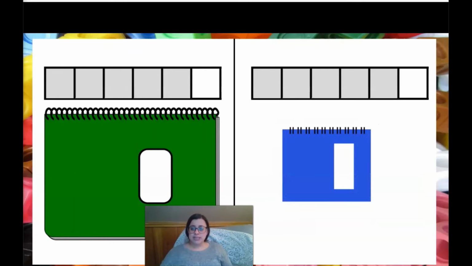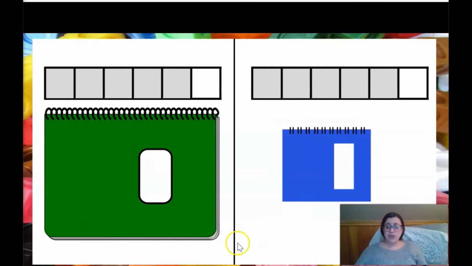Let's look at these notebooks. Your teacher's going to pause the video and you guys are going to compare this 6 stick to the notebook and find out which one is the same as. Did you say the green notebook? You're right. The green notebook is exactly 6 cubes long, which means the notebook is the same as our 6 stick. I noticed this blue one is only 1, 2, 3, which makes it shorter than our 6 stick, and we're looking for the same as.